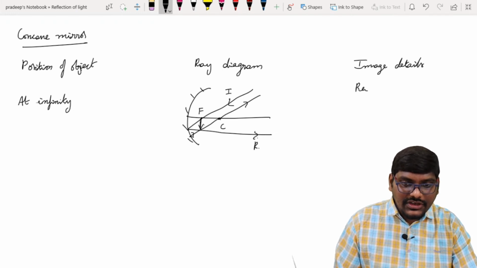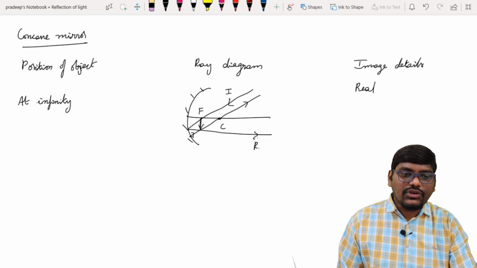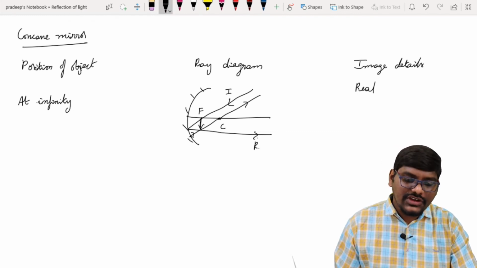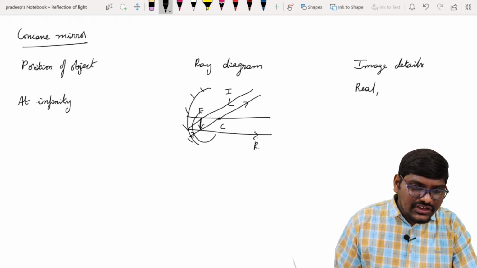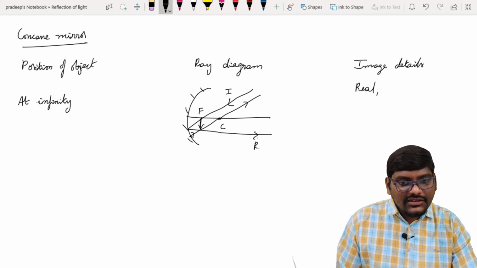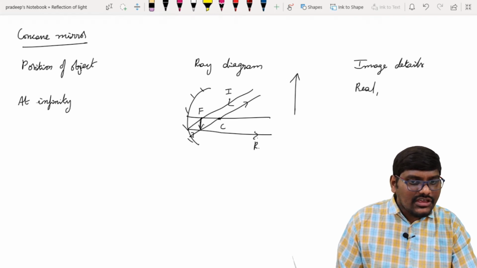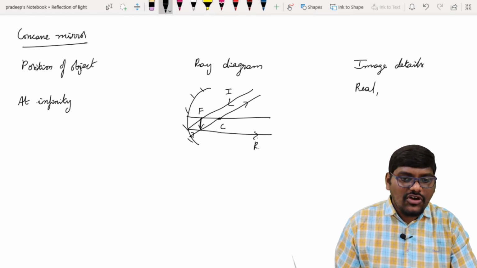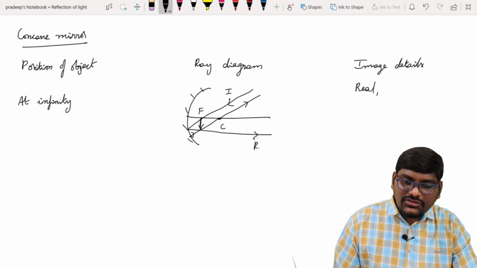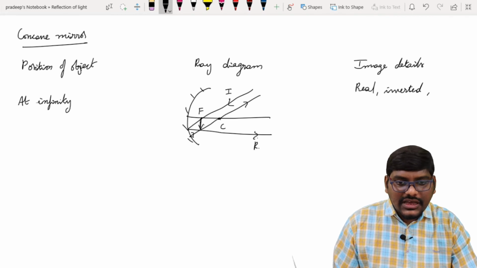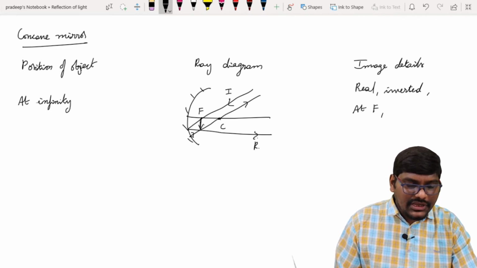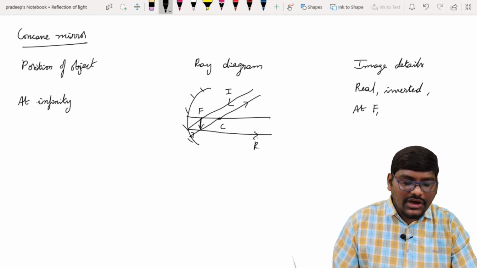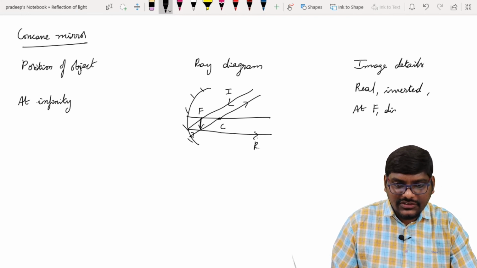The image which is formed is real because it is truly formed. It is a true image formed in front of the mirror, so it is real. It is also inverted. See, this is an inverted image. Actually the object is like this because the rays were coming like this, but the image which is formed is reversed in direction compared to the object. So this is a real image, and also inverted, and it is forming at F. Also it is very small compared to the actual size, so we'll say that it is diminished.